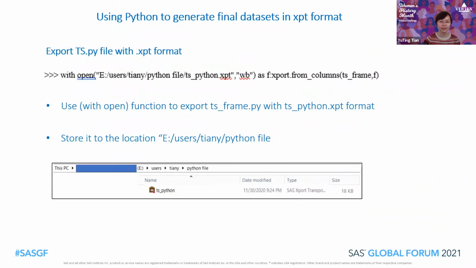So this slide shows you how to export our Python file with XPT format. The syntax is shown here, and it's very straightforward. Use the with open function to export the TS data frame Python file with XPT format. Then we store this XPT file into this location. This location is included in the first part of our syntax. Next slide, please.